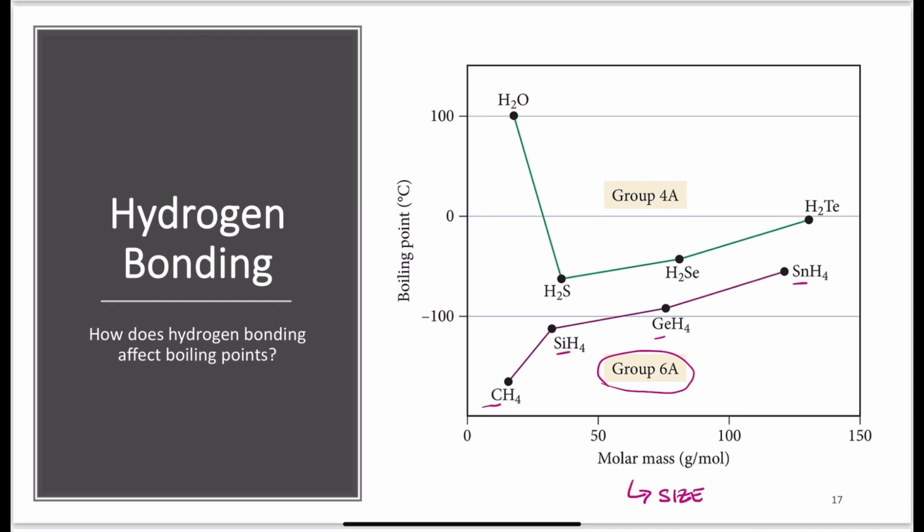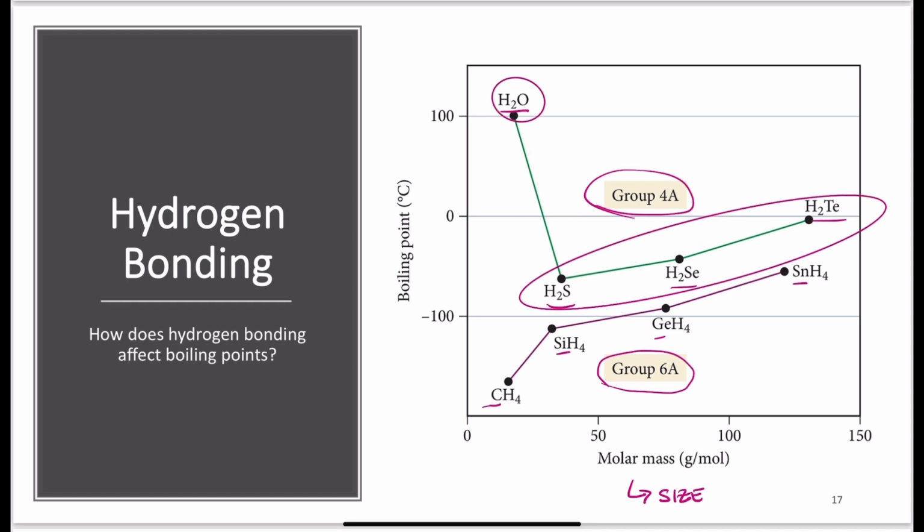Oh, that's fine. But then I look at group 6A, which is oxygen's family. H2O versus H2S versus H2Se versus H2Te. And I see that three of these follow the rules. But then water's way up here with a boiling point of 100 degrees Celsius. And the only difference between water and these others is that water is able to hydrogen bond.